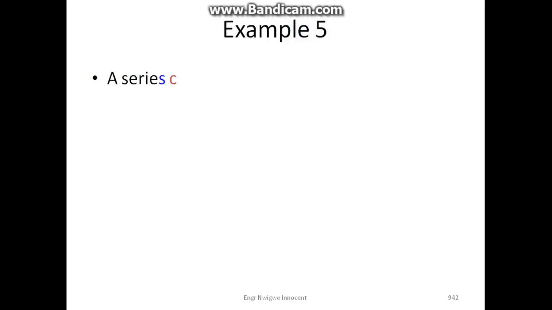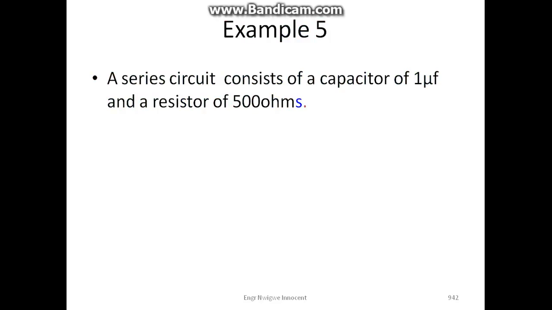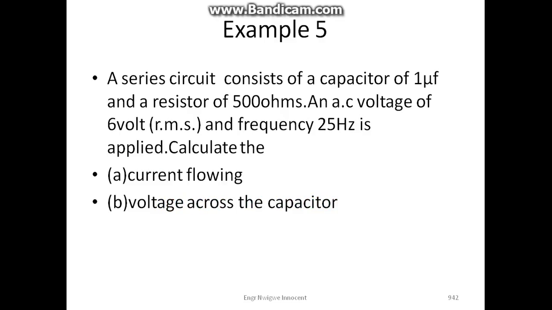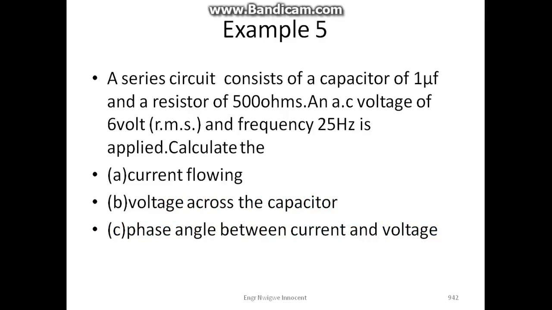Example 1. A series circuit consists of a capacitor of 1 μF and a resistor of 500 ohms. An AC voltage of 6 volts, in bracket root mean square, and frequency 25 Hz is applied. Calculate A. Current flowing. B. Voltage across the capacitor. C. Phase angle between current and voltage.